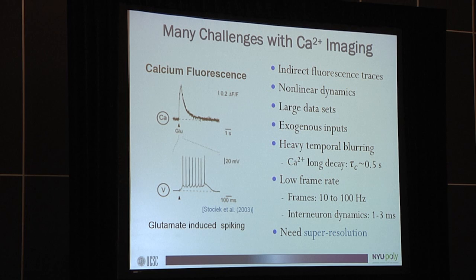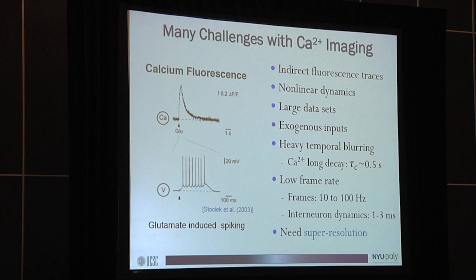Probably the most significant challenge for this problem, though, is that there's a heavy temporal blurring. If you look at the graph to the left there, this is 2003, which is early for calcium imaging. Early researchers used glutamate-induced spiking, and there are a number of spikes over 100 milliseconds. But if you look at the calcium fluorescence above there, and you look at the decay rate of that, it's over a few seconds. So we have this heavy temporal blurring. And that would be okay if you were looking for an average rate of spiking. But we're trying to do connectivity, so we need precise timing for interneuronal causality.